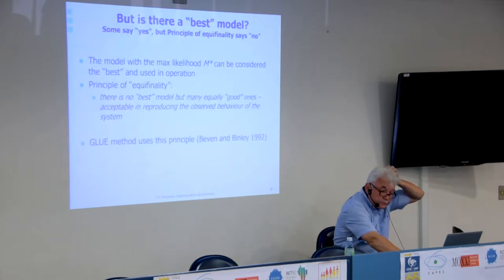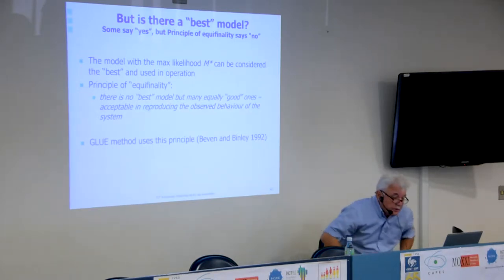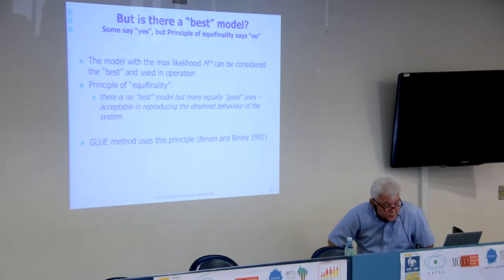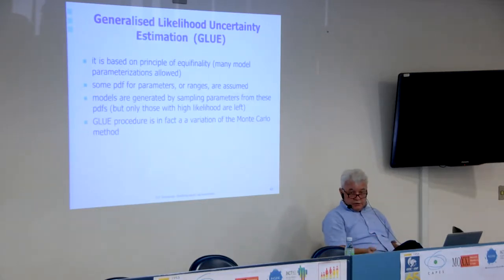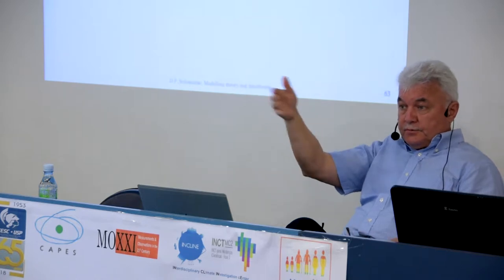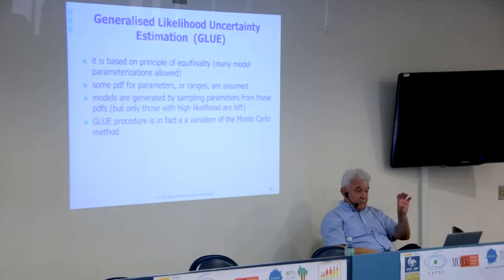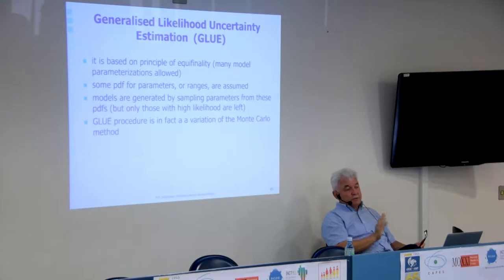GLUE method, well, Beven with the co-author suggested a method which was known before in other sciences, but he brought it to hydrology in 92. And the idea is quite simple. Actually, GLUE method is a Monte Carlo simulation method, nothing else, except that we would not take into account bad models when we generate different models using Monte Carlo sampling. So we sample parameters. In this way, we generate different models, of course, because every parameter vector means a different model. Same structure, but different parameterization. And when we calculate the final output PDF, we do not take into account bad models. That's the principle of GLUE.